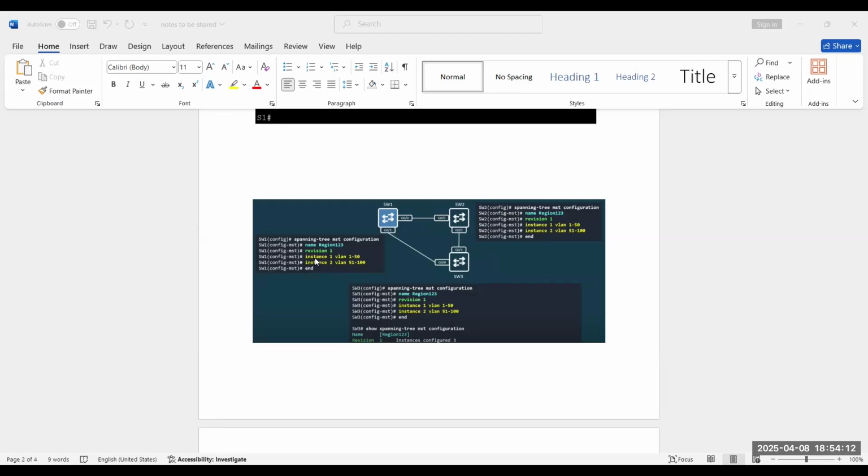Next, we have mentioned that instance 1 will have VLAN 1 to 50, and instance 2 will have VLAN 51 to 100. The same configuration should be applied on all the switches that belong to the same region. This is how we need to configure MST initially. This is the initial or basic configuration that should be applied on the switches.